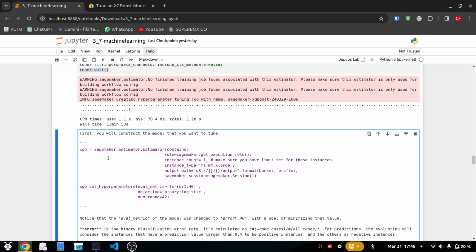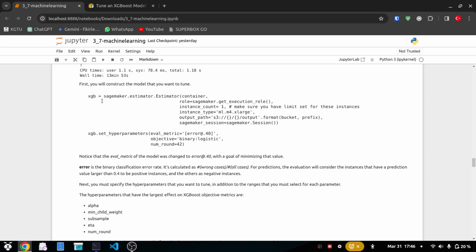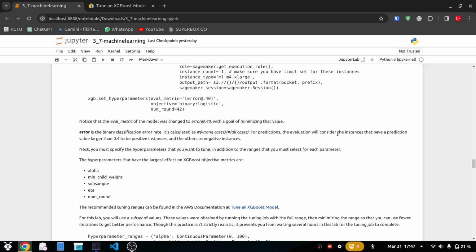After that, first you will construct the model that you want to tune. So we are constructing our estimator model. This is the model that we want to tune, and we also have defined its initial hyperparameters in here. Some of the hyperparameters, actually. Notice the eval metric of the model was changed to error at 0.40 with a goal of minimizing that value. Error is the binary classification error rate. It is calculated as the number of wrong cases divided by the number of all cases. For predictions, the evaluation will consider the instances that have a prediction value larger than 0.4 to be positive instances and the others as negative instances.